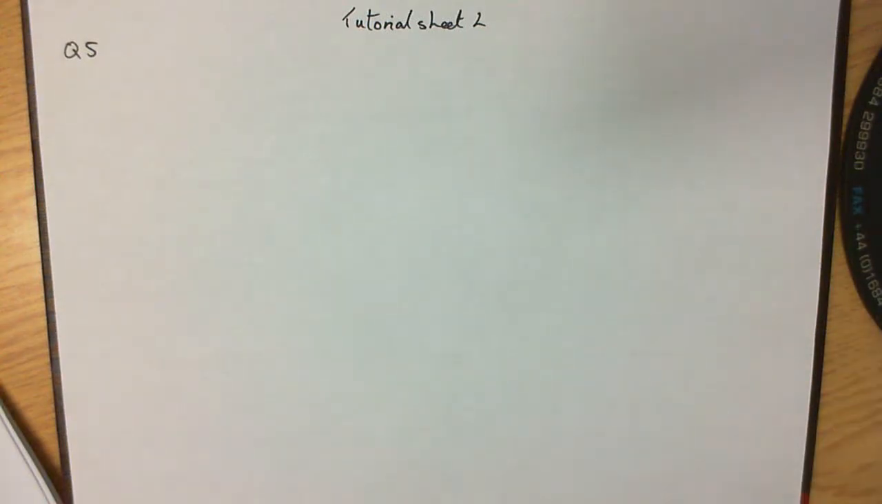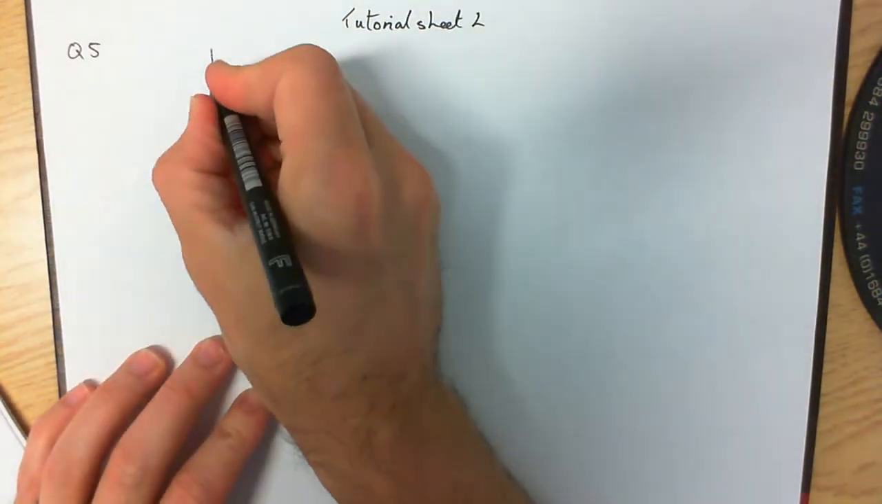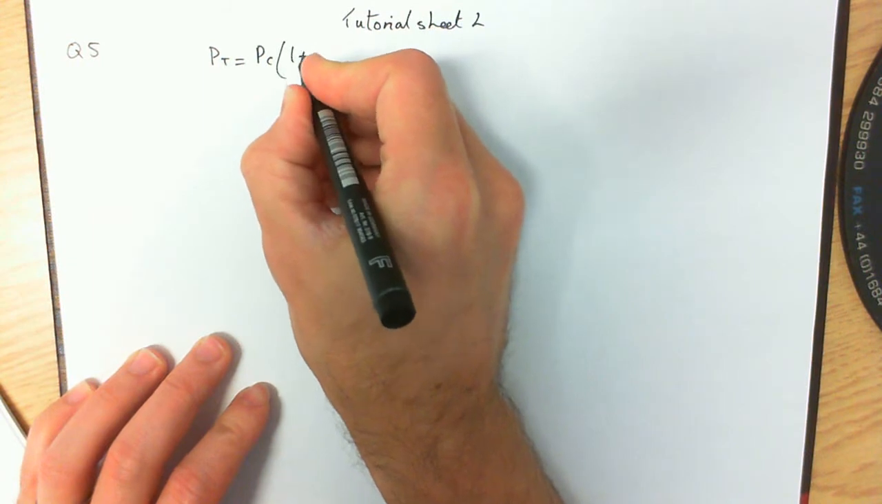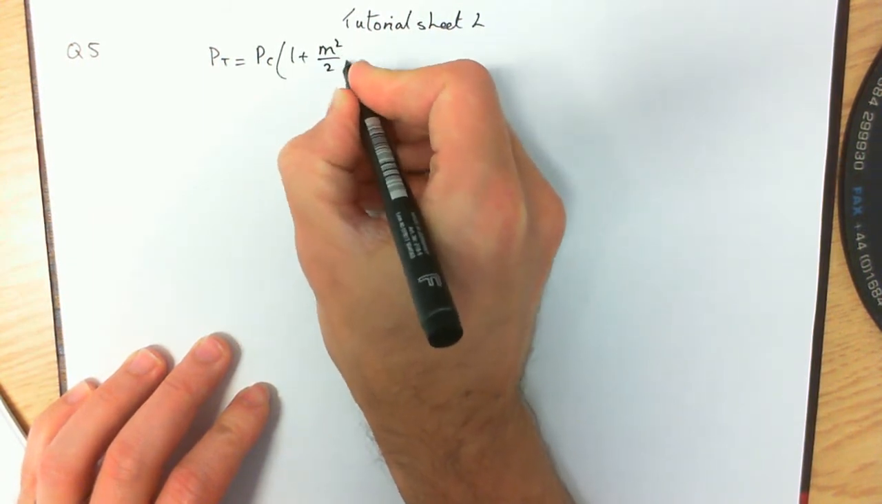Tutorial sheet 2, question 5. So, an AM transmitter has an output of 24 kilowatts when modulated to a depth of 100%. We've got to determine two things, but first of all, as usual, let's extract the information that we know. And again, we're talking about powers, so first thing is we write down the equation that we know for the total power.